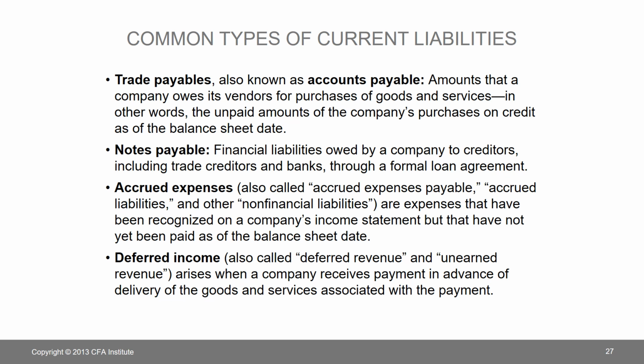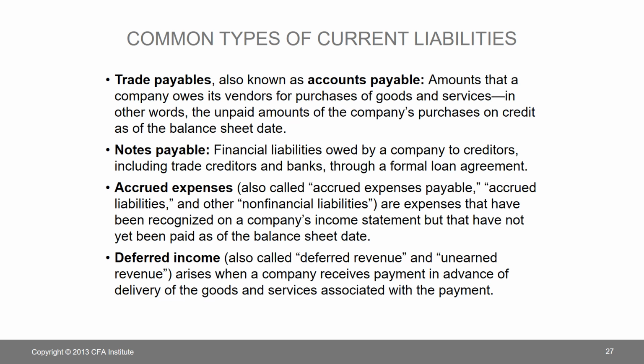After that, we have notes payable, which is basically a financial liability owed by a company to creditors, including trade creditors and banks, through a formal loan agreement. Any notes payable, loans payable, or other financial liabilities that are due within 1 year or the operating cycle, whichever is longer, appear in the current liability section of the balance sheet. In addition, any portions of long-term liabilities that are due within 1 year are shown in the current liability section of the balance sheet.